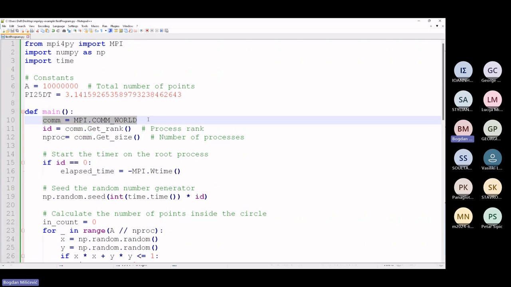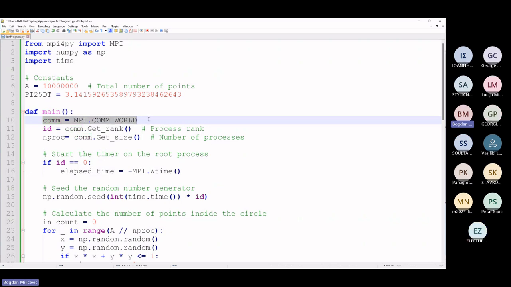So in standard way, we get the communicator, we get the process rank, we get the number of processes, and if we are the 0th process, we are just measuring time. This minus sign shouldn't confuse you. You could use just this. So this is the current time of the program. And then we have this seed. What is seed? Seed is used to generate random values.